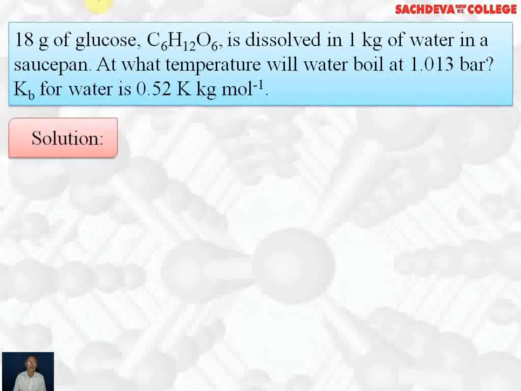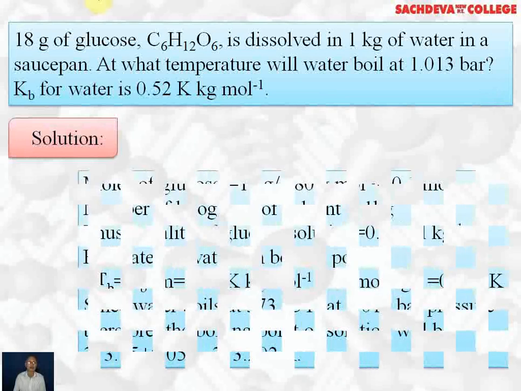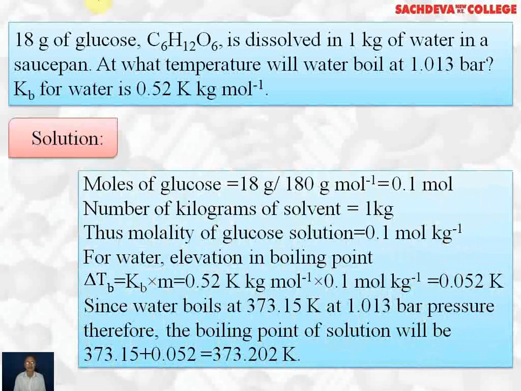We are given mass of solute 18 grams, and molar mass of solute is 180 gram per mole. So we divide 18 gram by 180 gram per mole, so we will get 0.1 mole. Number of kilograms of solvent is equal to 1 kilogram. Thus, molality of glucose solution becomes 0.1 mole per kilogram.